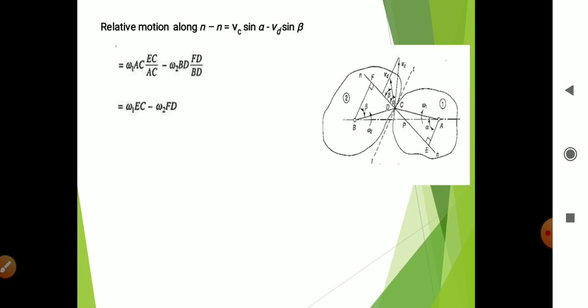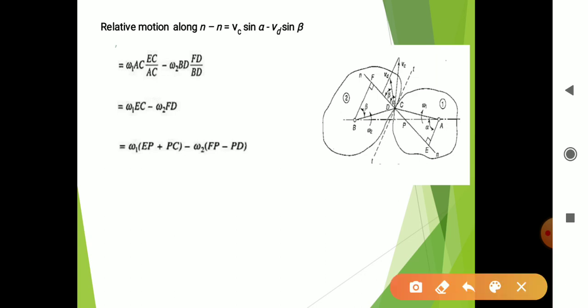This is what remains. Now see here, EC is nothing but EP plus PC. So put here, omega 1 into bracket EP plus PC. Similarly, minus omega 2 into FD.